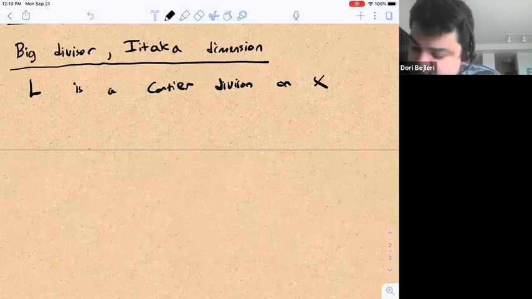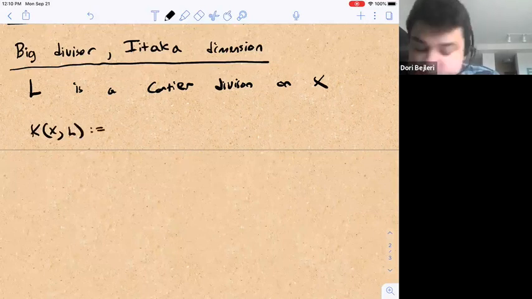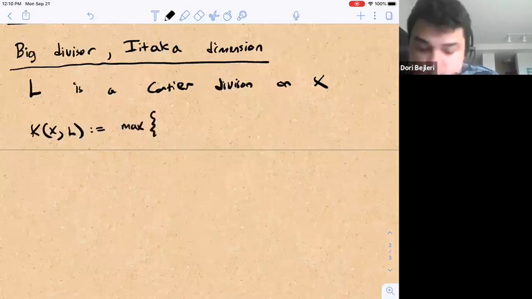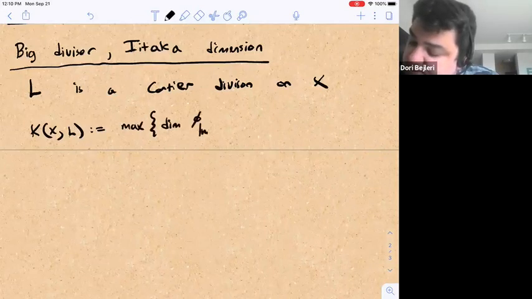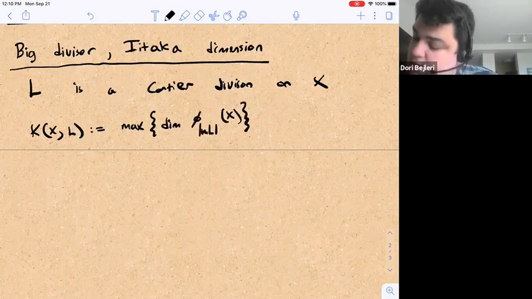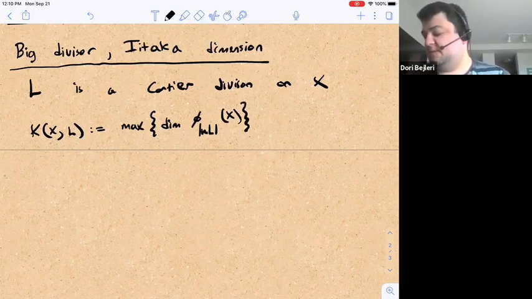We'll define the Iitaka dimension of L as the maximum of the dimensions of the images of the linear series |mL|, and now I have to be a little careful and explain what this maximum is over. Well, it's the maximum over all the m's where mL is effective.